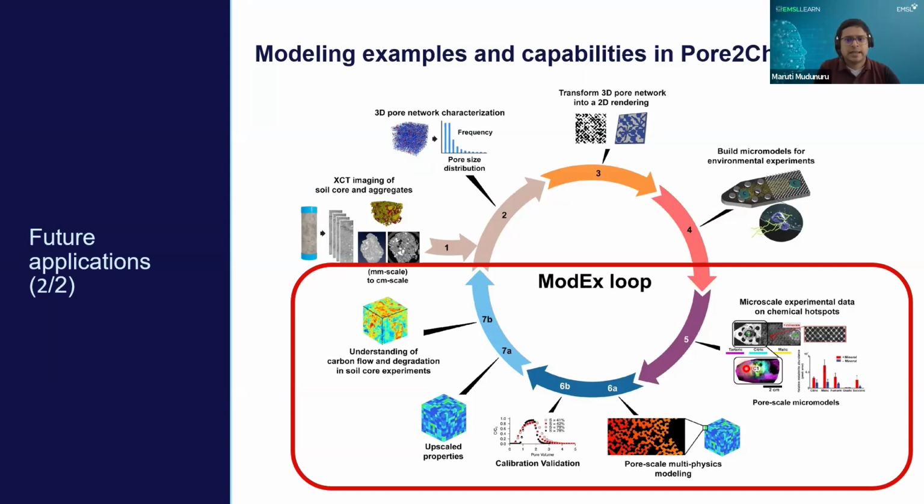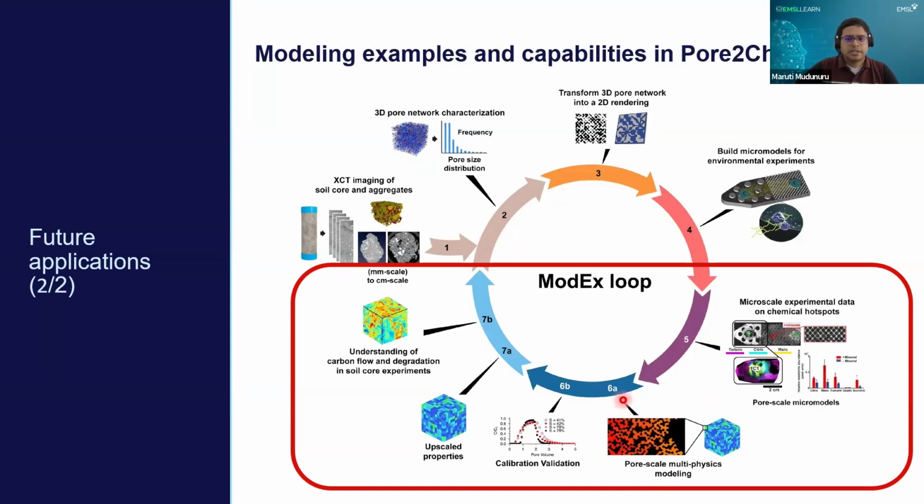So techniques such as time-of-flight secondary ion mass spectrometry, that is TOF-SIMS, and SEM-EDX, that is scanning electron microscopy with energy dispersive X-ray spectroscopy, are used to understand and analyze these hotspots. Once we get a better understanding of these hotspots, that is ingested into the process models given in step 6. In step 6, we perform detailed pore scale multiphysics modeling.